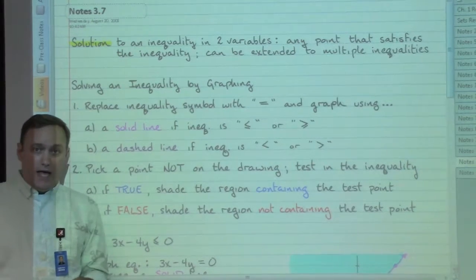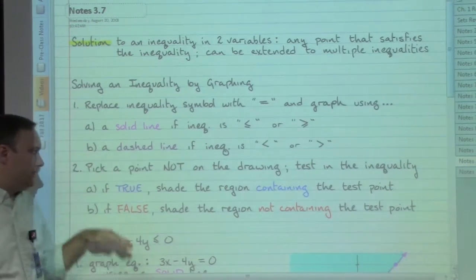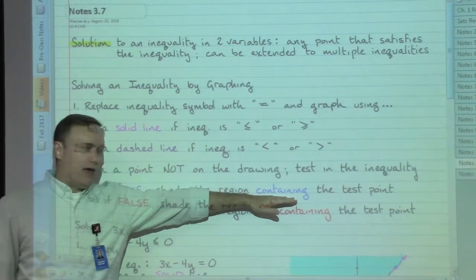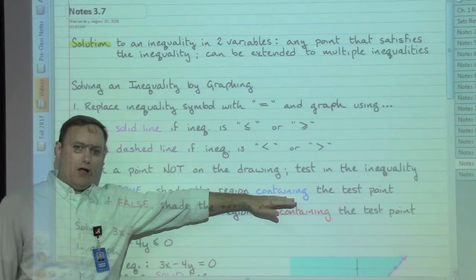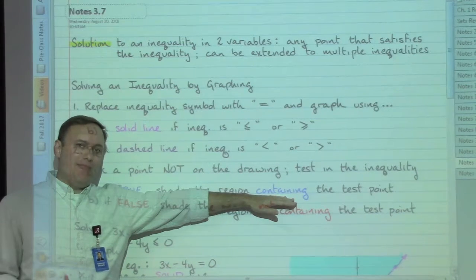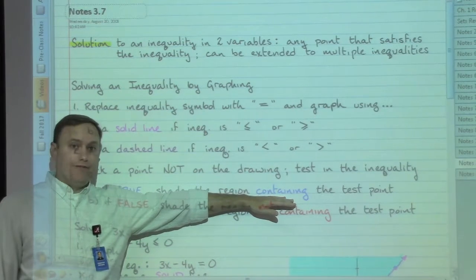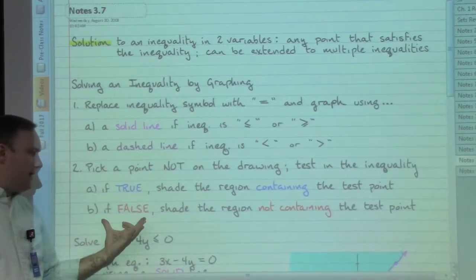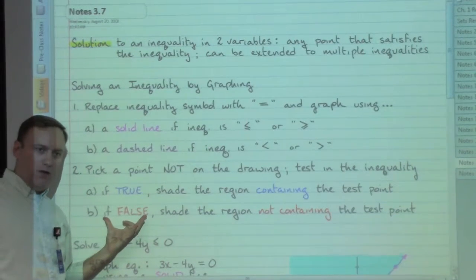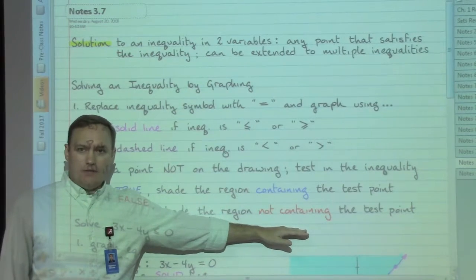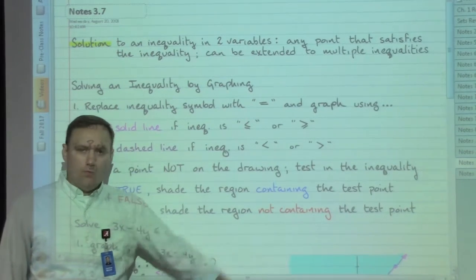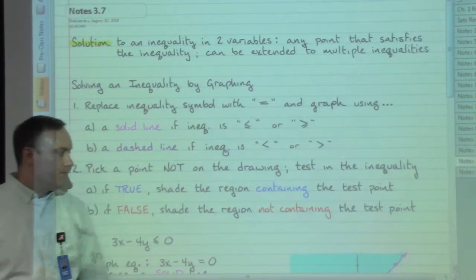Either we're going to get a true statement, in which case wherever that point came from would be colored in because that point's going to represent all of the other points from that section, and those do in fact work. Or if we've picked a point that ends up giving us a false inequality statement, then we would end up shading the opposite region of where we had picked our test point from.